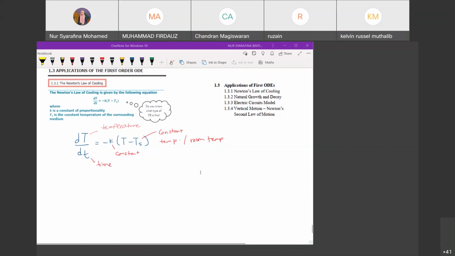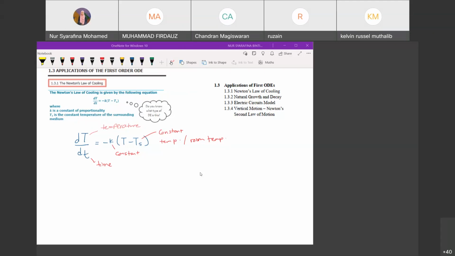Anyone? We have 5 types: separable, homogeneous, exact, linear, and also Bernoulli. So what is the type of this differential equation representing Newton's law of cooling here? Yes, it is separable. As you can see, you can separate T and t there. There is no small t here, so you can just separate the function.